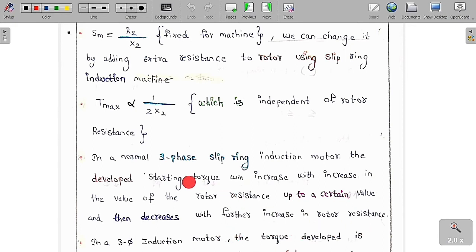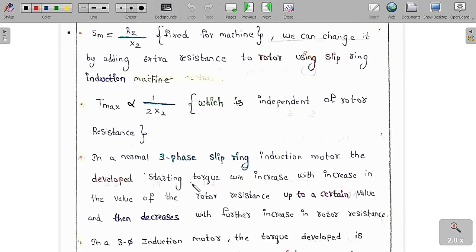I have already told you, even if you increase the rotor resistance, the starting torque will increase only up to a certain limit of R2. Even after increasing the resistance more than that, the starting torque will decrease, because the maximum torque is going to occur in the braking or the plugging region. So listen carefully. You are going to increase the rotor resistance. Yes, the starting torque will increase only up to a certain limit of R2. Even if you increase R2 more than that, the maximum torque is going to occur in the braking or the plugging region. So in that case, the starting torque will decrease.